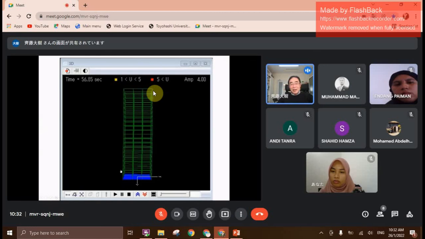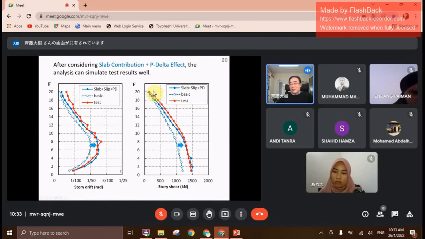So this is a Stella 3D simulation, and I compared it with the test result. The test result is the red one. This is the story drift, the left one, and the right side is the shear force. The white blue is the previous analysis by Stella 3D. I couldn't succeed, and also the shear force was small.